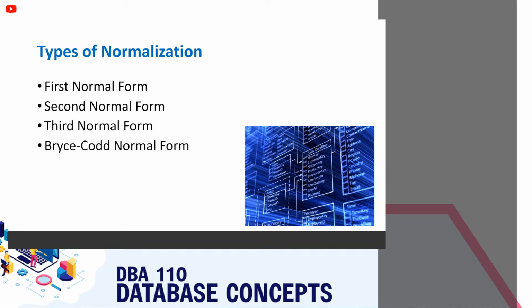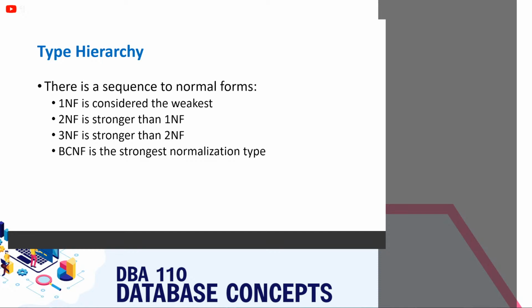We start off with first normal form, and all of these things sort of build on one another, right? So there's a sequence to these normal forms. First normal form is considered the weakest, and we already have seen how first normal form can be the weakest, right? Like we went through our first normal form checklist to see the 4 attributes that could make a table be in first normal form.